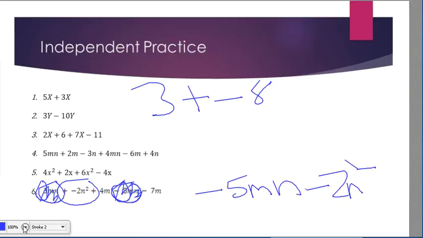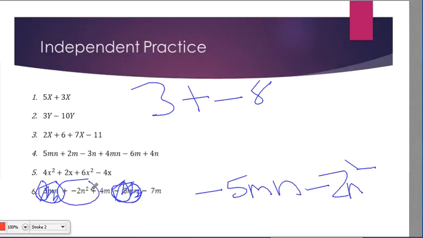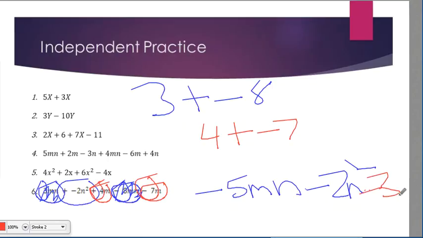And then our last set of like terms for this expression is a 4m, positive 4. And then we also have a negative 7, right? Because 4m and 7m are like terms. There's a minus sign in front of the 7. So when we combine 4 with negative 7, we get negative 3m. Okay?